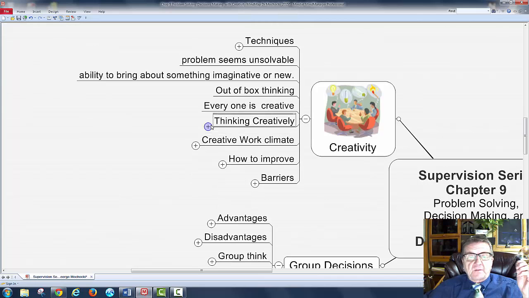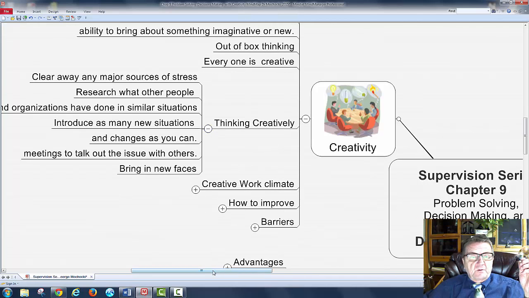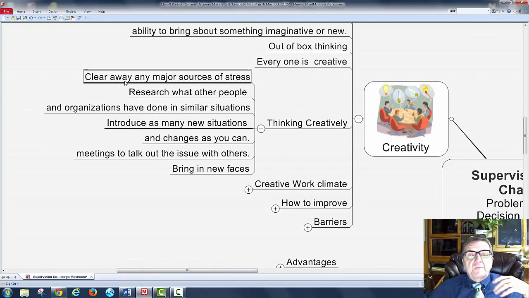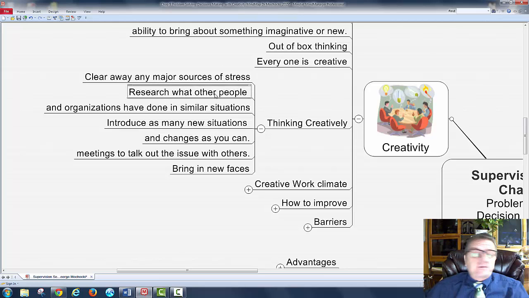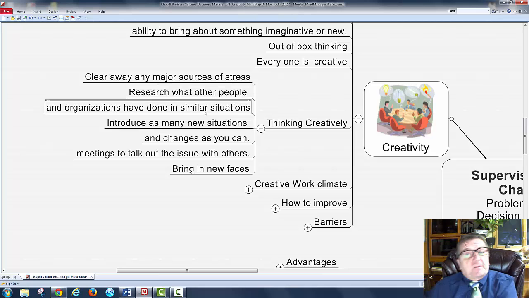Everyone's creative. I talked about thinking creativity. When I'm looking at that, how to do it: clear away major sources of stress. You can't be creative if you're worried that people are going to make fun of you. Do research on what others have already done in similar situations. They've already done it here, but could I utilize 90% of that and just adjust it to my situation so it works well? That's being creative. That's using the resources.